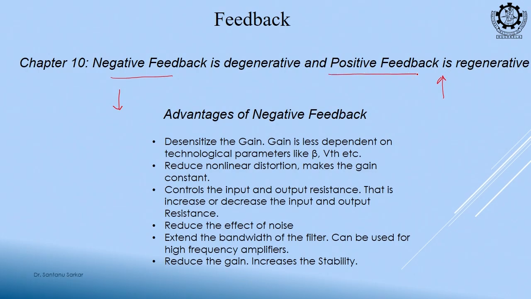So, in positive feedback, although your gain is increasing, most of the time we are only using negative feedback, because it helps to stabilize the circuit. In positive feedback, it keeps on increasing and it goes to saturation or becomes unstable. But there is a particular application of positive feedback. Can you tell me where it is? Positive feedback is used in a particular circuit. Any idea? Oscillator.